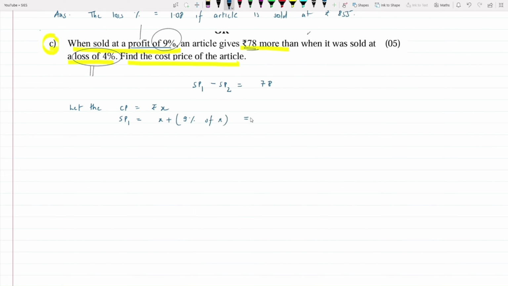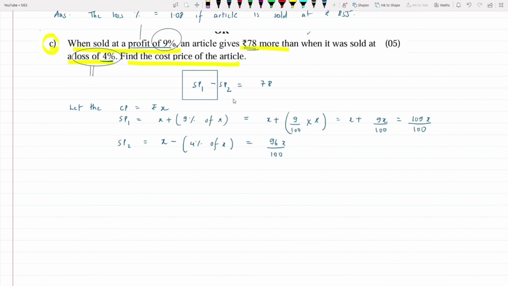And that is going to be X plus 9 upon 100 times X. That is X plus 9X upon 100, which comes as 109X upon 100. Similarly, the second selling price, since it is a loss of 4%, so we will be having X minus 4% of X. And this after entire calculation is going to be 96X upon 100.